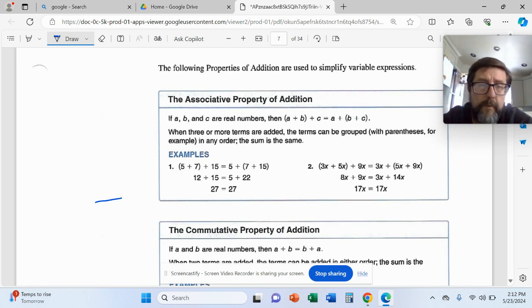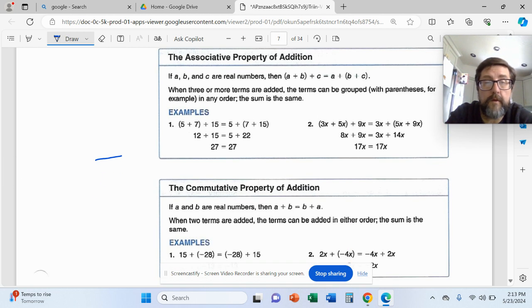Let's look down here at example 1. 5 plus 7 plus 15 equals 5 plus 7 plus 15. They're just changing this around. So if we want 5 plus 7, that equals 12. 12 plus 15 equals 27. That equals 5 plus 7 plus 15 grouped the other way, 7 plus 15 equals 22. So 5 plus 22 equals 27. It doesn't matter what order you put them in. And yes, I was in high school when I learned these, so you guys are ahead of me.